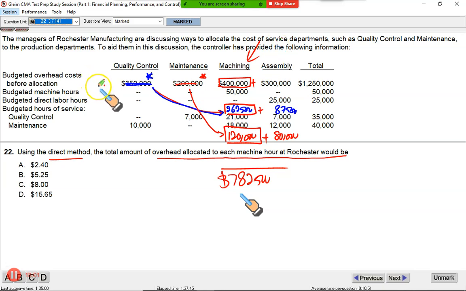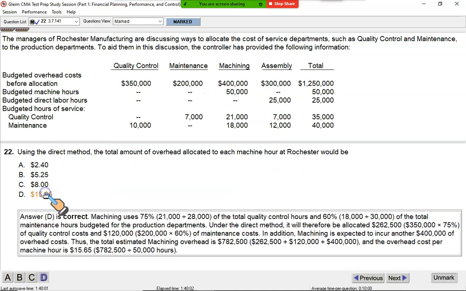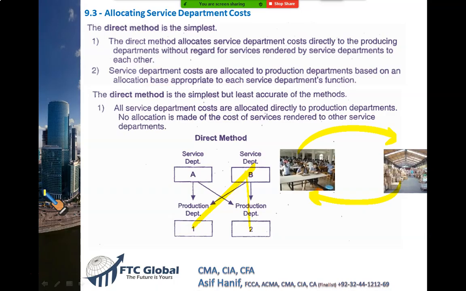How many machine hours do we expect to use in machining department? 50,000. So if 782,500 is the estimated overheads, and we are expecting 50,000 machine hours in machining department, it will give us the rate. 782,500 divided by 50,000 is $15.65 per machine hour. This is the rate that we can use for machining department under the direct method, which is clearly option D. So this is the direct method, not a good method.